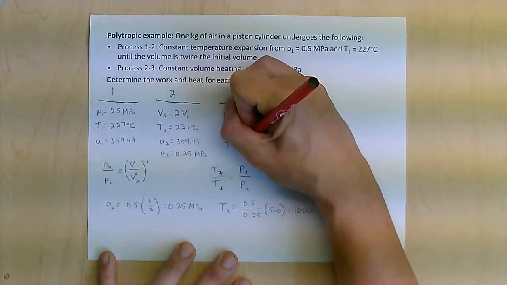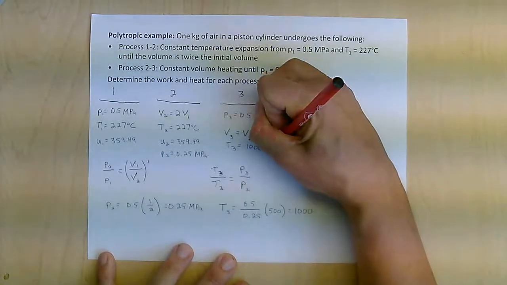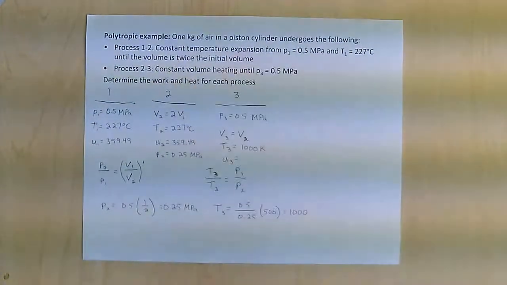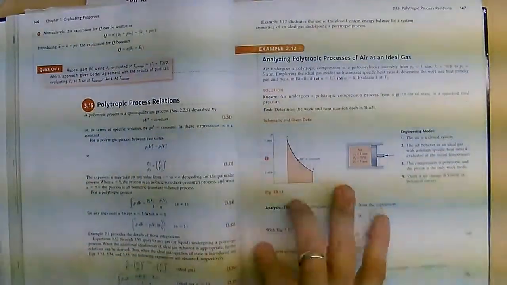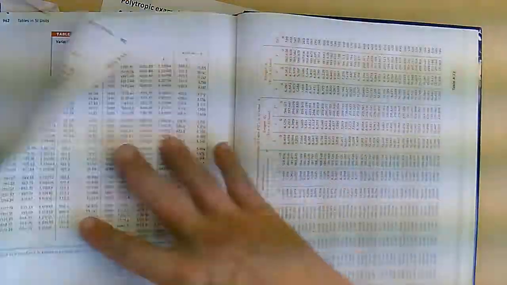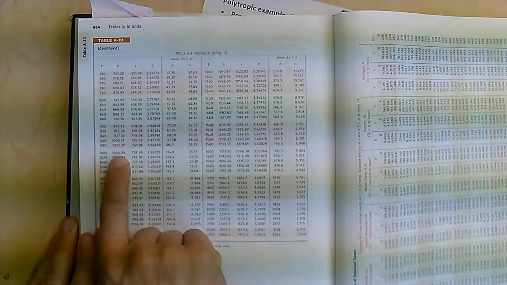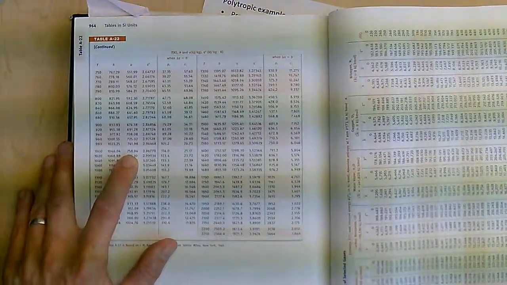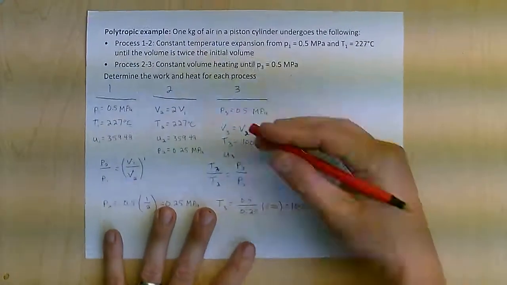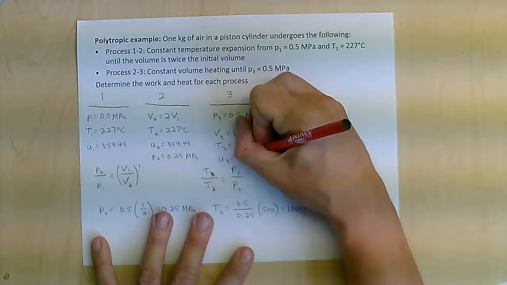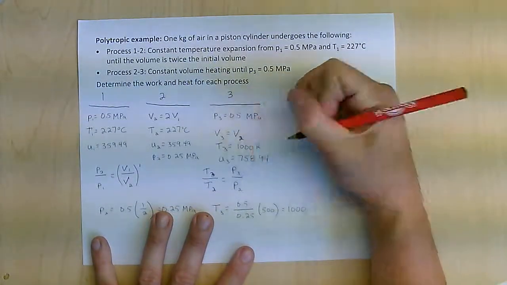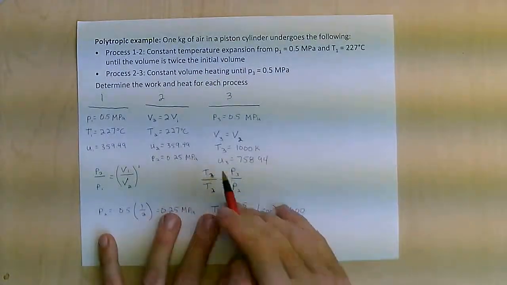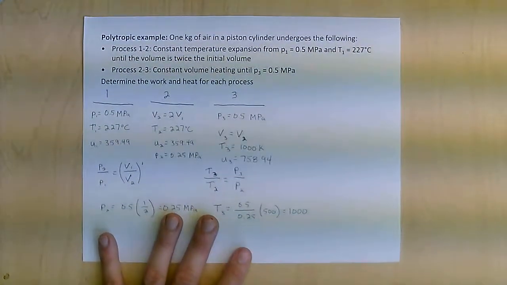If T3 is 1,000 Kelvin, then U3, again for air, I go to my air table, A22, and go to 1,000 Kelvin, which is right here. I can look at my U value, which is 758.94. Now that I have these, I can go ahead and solve.